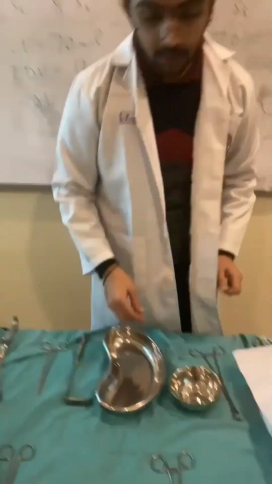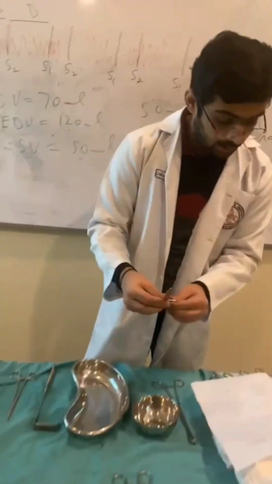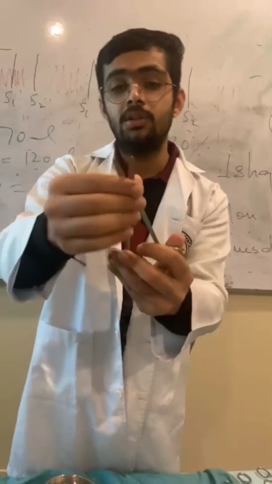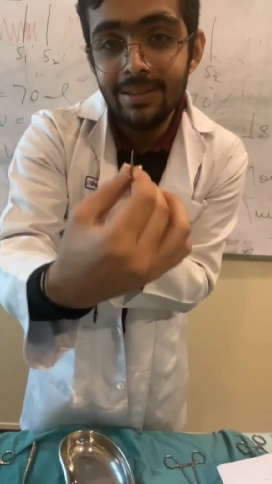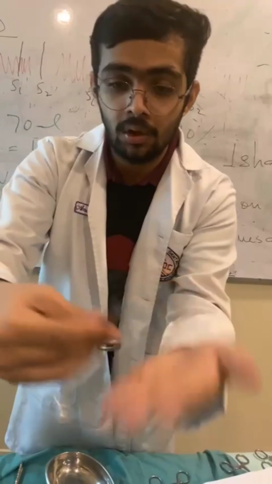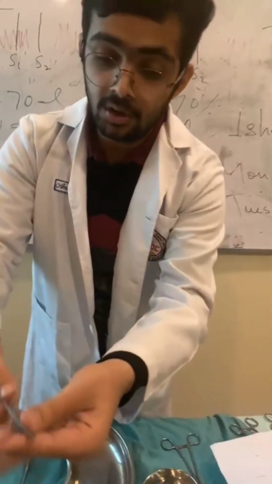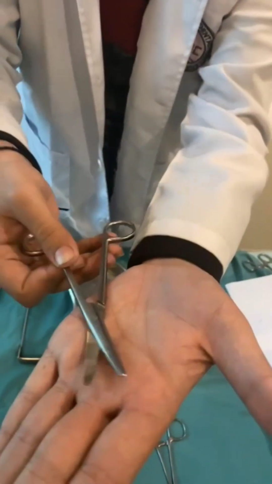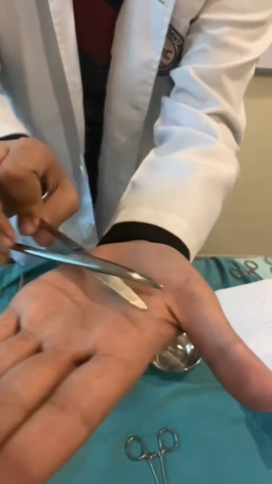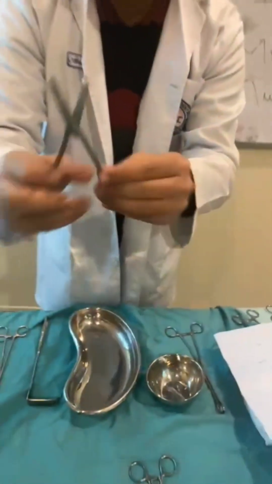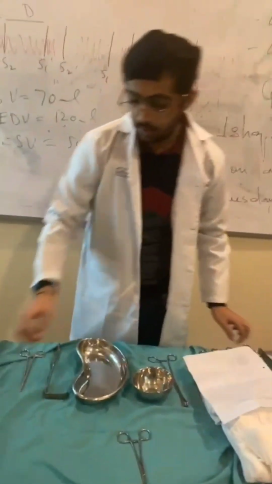So then we have the straight dissecting scissor. This is a straight. Why are we calling it straight? Because the front part of it is straight. You can look, this is straight. And the other one is a curved scissor. In the surgery we mostly use this one, and we use this mostly for the C-section, right? So this is a curved scissor.